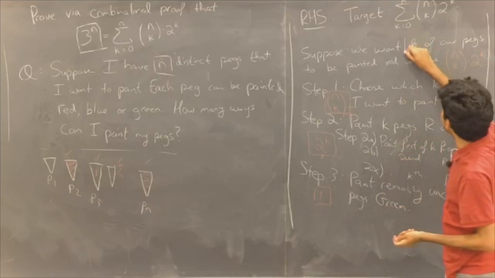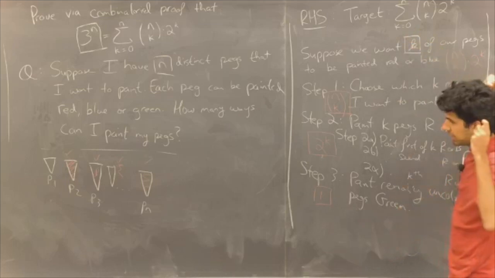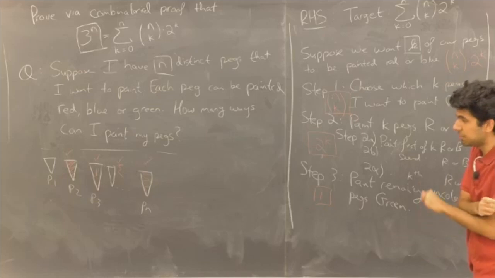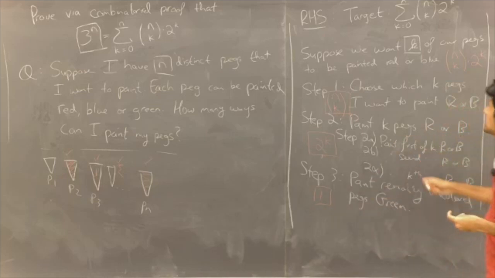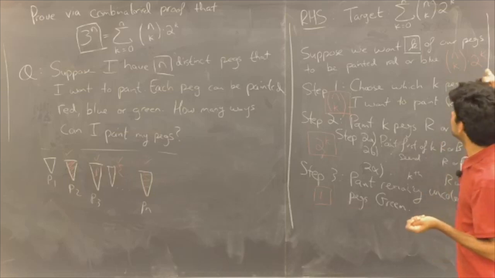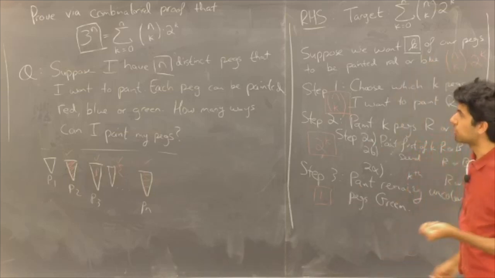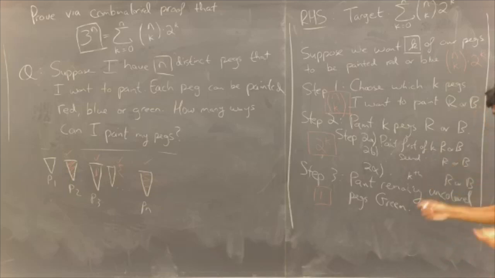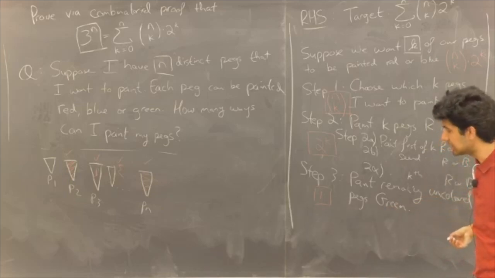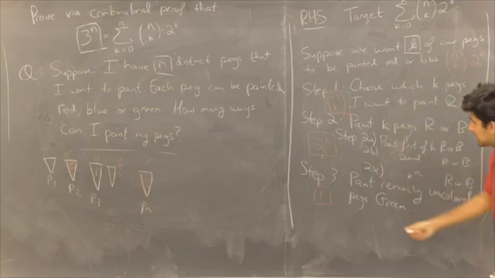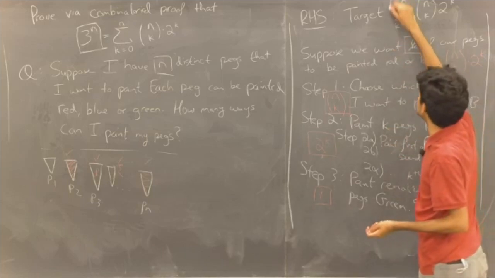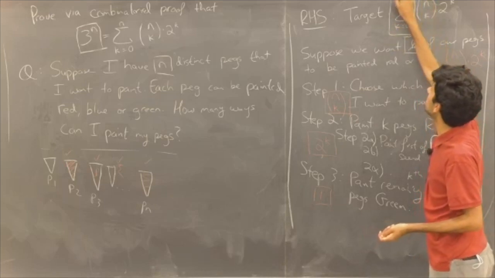However, this was just for a fixed value of K. I said I knew K of them I want to paint red or blue. But K could be any value. I could have said I want 1 of mine to be painted red or blue. I could want 100 of them to be painted red or blue. I could want all n of them to be painted red or blue. To account for all of those possibilities, we would have to do these steps for all values of K, which introduces this summation right here.